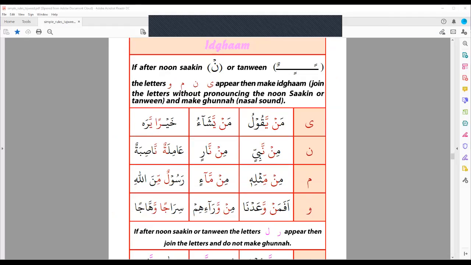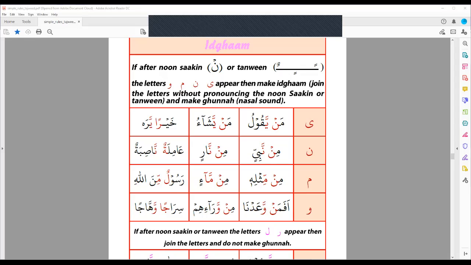If after nun sakin or tanween, remember the rules we have been going through, it's all about nun sakin and tanween. So if after nun sakin or tanween, the letters ya, nun, mim, waw. If you remember from last minute, ya, mim, nun, waw, those are the letters of idgham ma'al gunna or idgham with gunna. So if after nun sakin or tanween, the letters ya, nun, mim, waw appear, then make idgham.